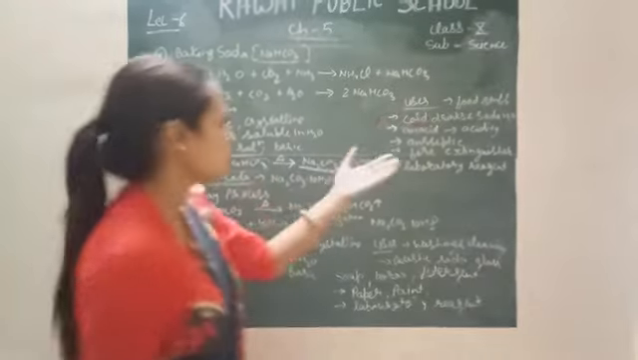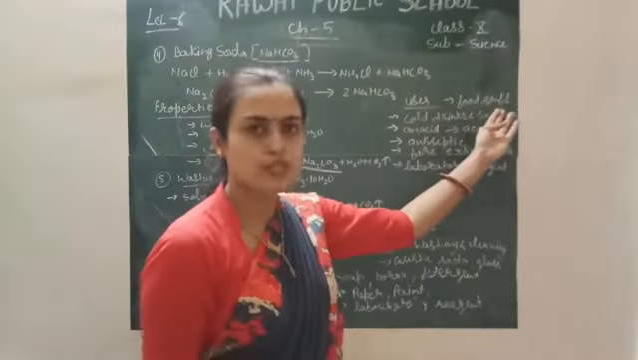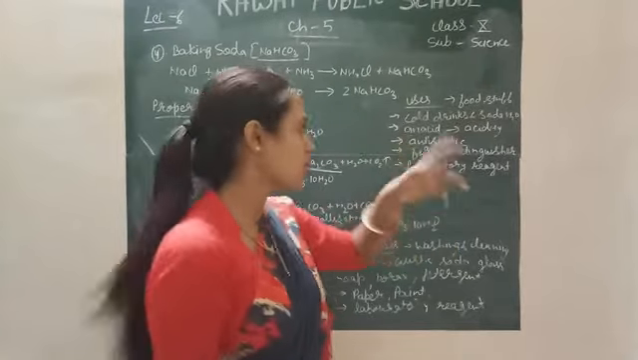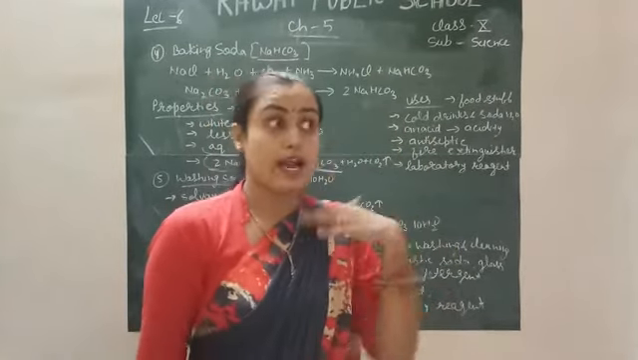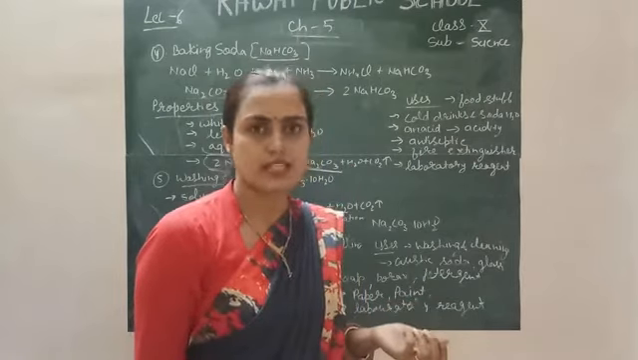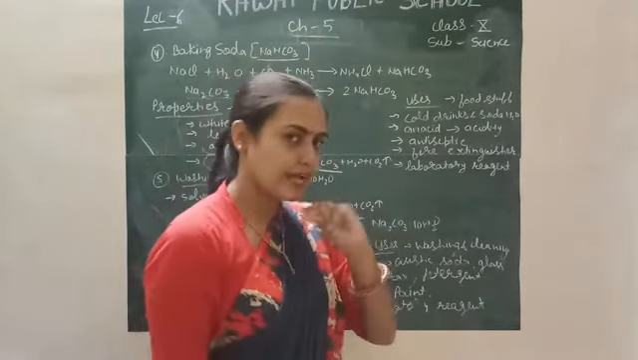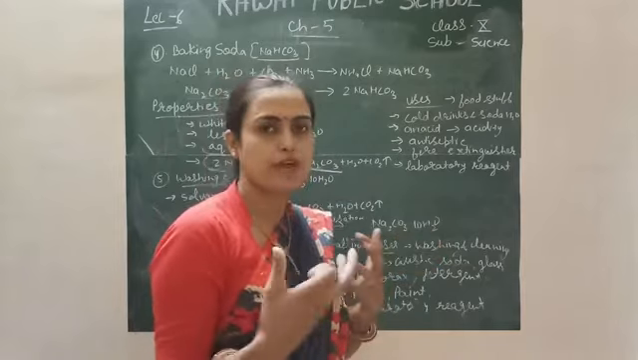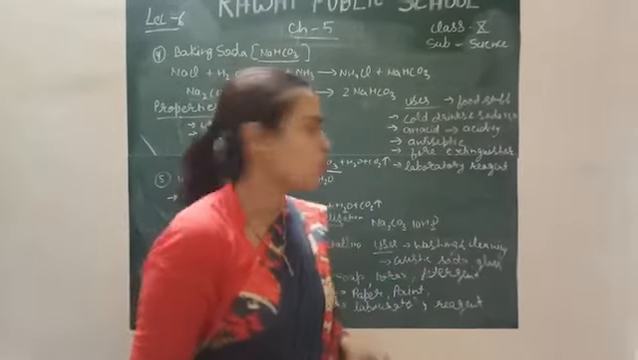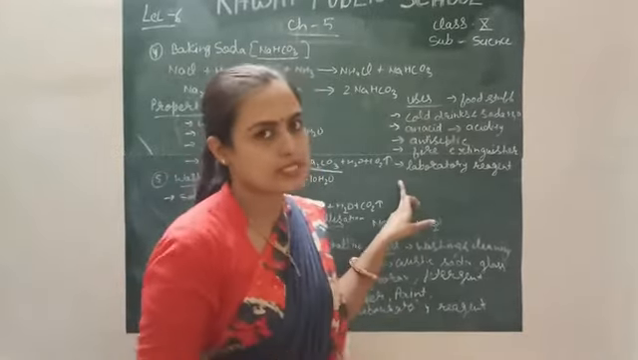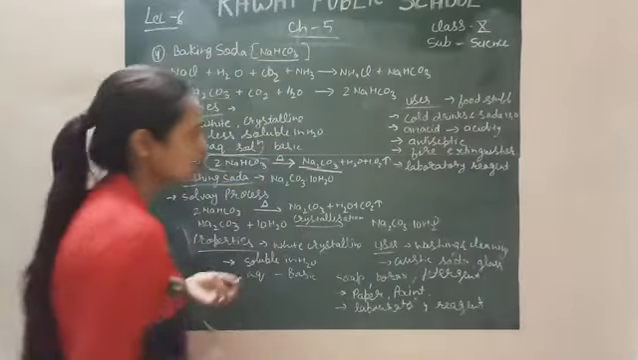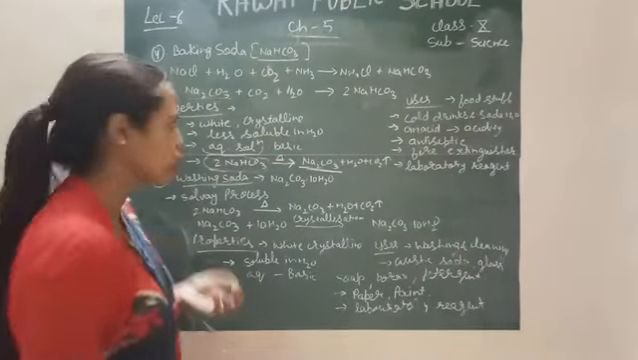What are the uses? It is used in foodstuff. You know that it is used in cold drinks and in making soda water. It behaves as an antacid, so it is used to reduce the acidity of the stomach. It is slightly antiseptic, so it is used on various injuries. It is also a fire extinguisher, and obviously a laboratory reagent. So these are the uses of sodium hydrogen carbonate or baking soda.